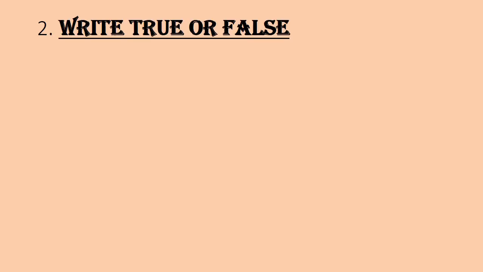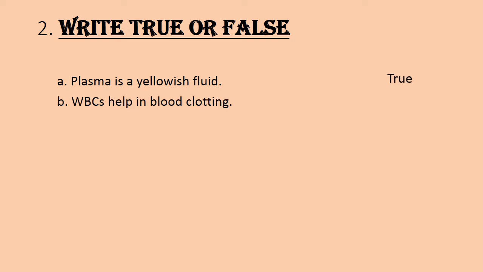Number 2 is write true or false. Part A, plasma is a yellowish fluid. Yes, it is a yellowish fluid. So this is true. Part B, WBCs help in blood clotting. So students, this is false because platelets help in blood clotting. So write down false.